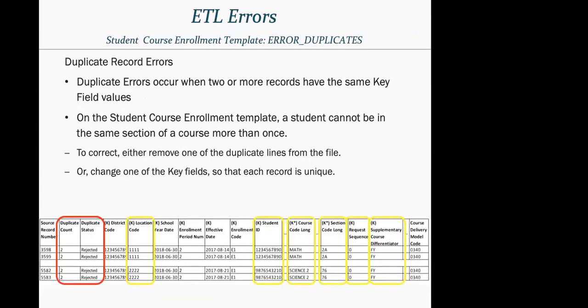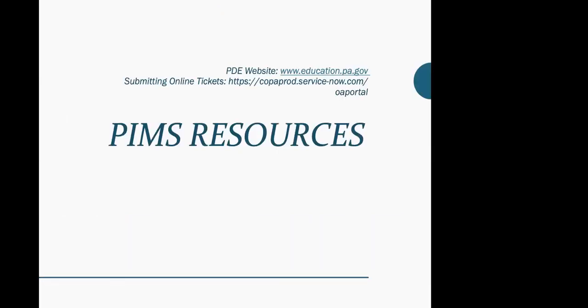If you have duplicates exactly the same, it's going to error. Cannot have two records exactly the same and upload them. So you're going to have to get rid of one of them.